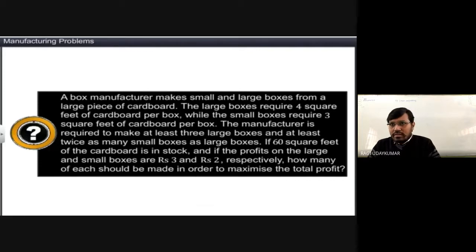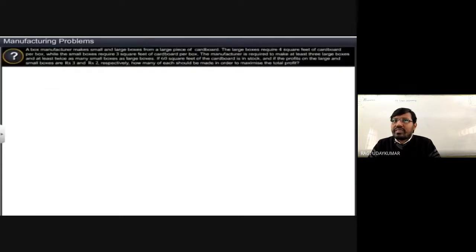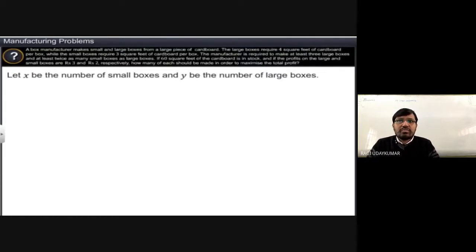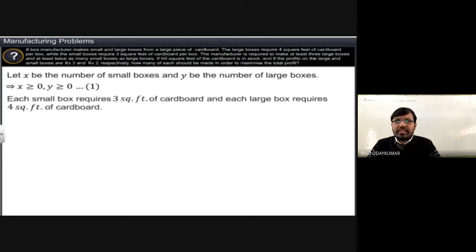So all the large boxes, each large box requires 4 square feet of the cardboard per box. Okay? So see the solution here. Reverse consider, x small number, y large number of boxes. X should be a number, so it is greater than 0. Each small box requires 3 square foot of the cardboard, and each large box requires 4 square foot of the cardboard. So that is nothing but 3x plus 4y is the total cardboard required.